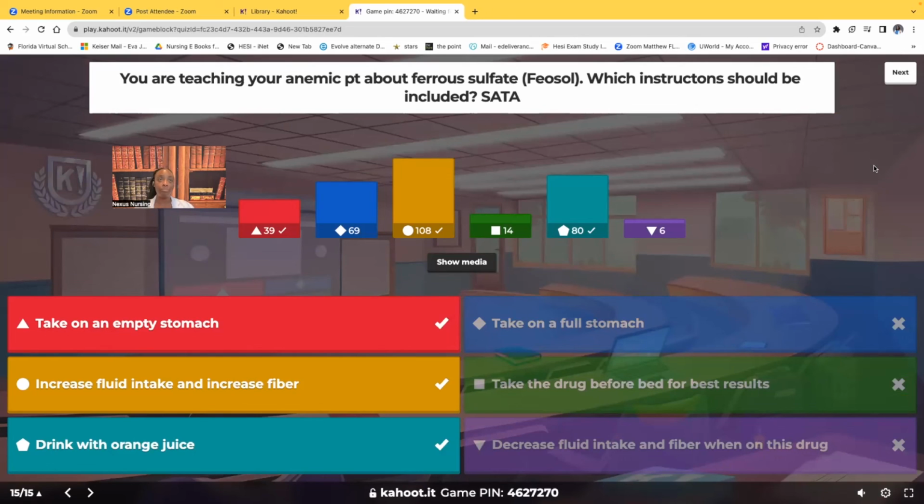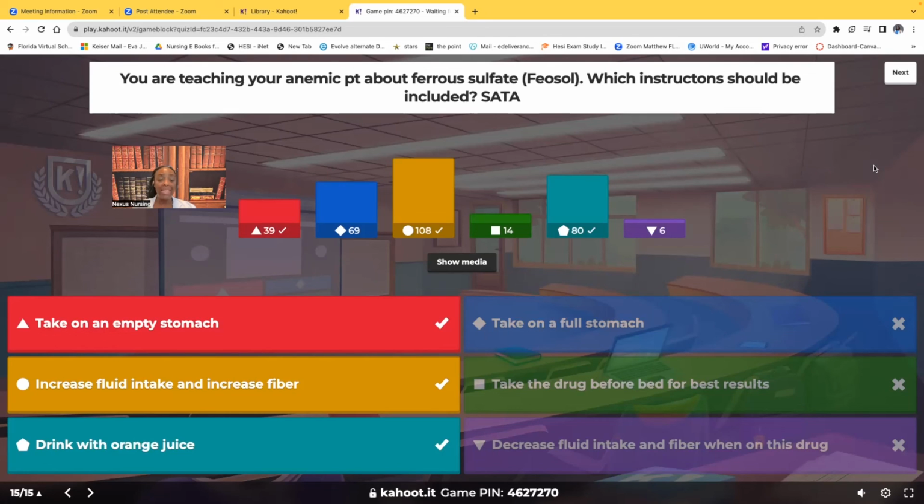We don't want that iron fighting for, what is the word I'm looking for? I'm sorry, guys, I'm having a brain fart. Receptor sites. There we go. So you're going to teach that patient to take it in the morning on an empty stomach with orange juice or anything that has ascorbic acid, because they need the ascorbic acid, that vitamin C, for the iron to be absorbed. So taken on an empty stomach, true.